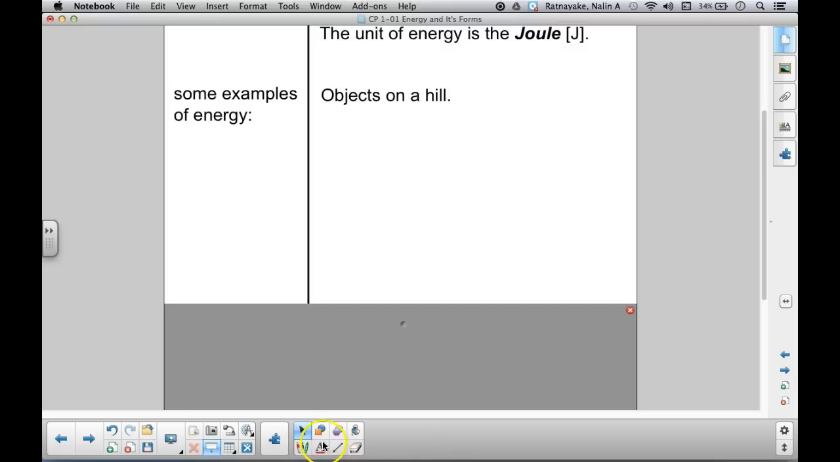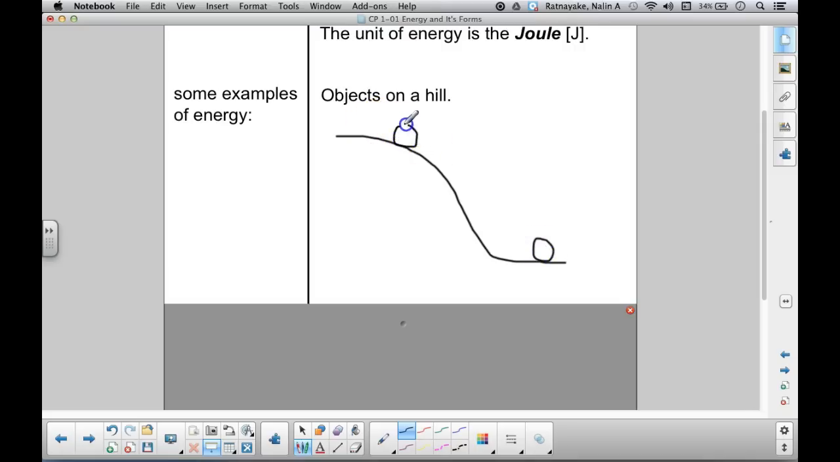So some examples of energy. Objects on a hill. If I have an object on a hill, here's my hill, and I've got a boulder at the bottom of the hill, and I've got a boulder up here at the top of the hill. And my question would be, which one of these objects, let's call this one A, and we'll call this one B, which one has more energy? And I think the answer most people would say is A, that this object has more energy.